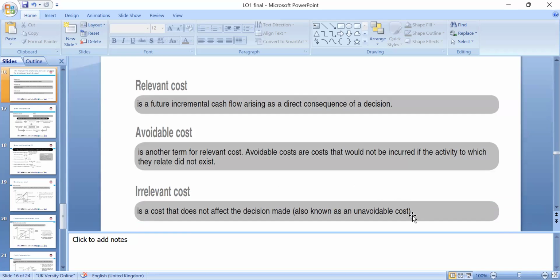So this is irrelevant to your decision. Avoidable cost: if I don't want to buy the TV in my house, then I don't need a TV license. So this cost can be avoided. If I do, I have to pay. If I don't do it, I don't need to pay. This is known as an avoidable cost. If you do any activity, then you pay. Otherwise, you don't pay.